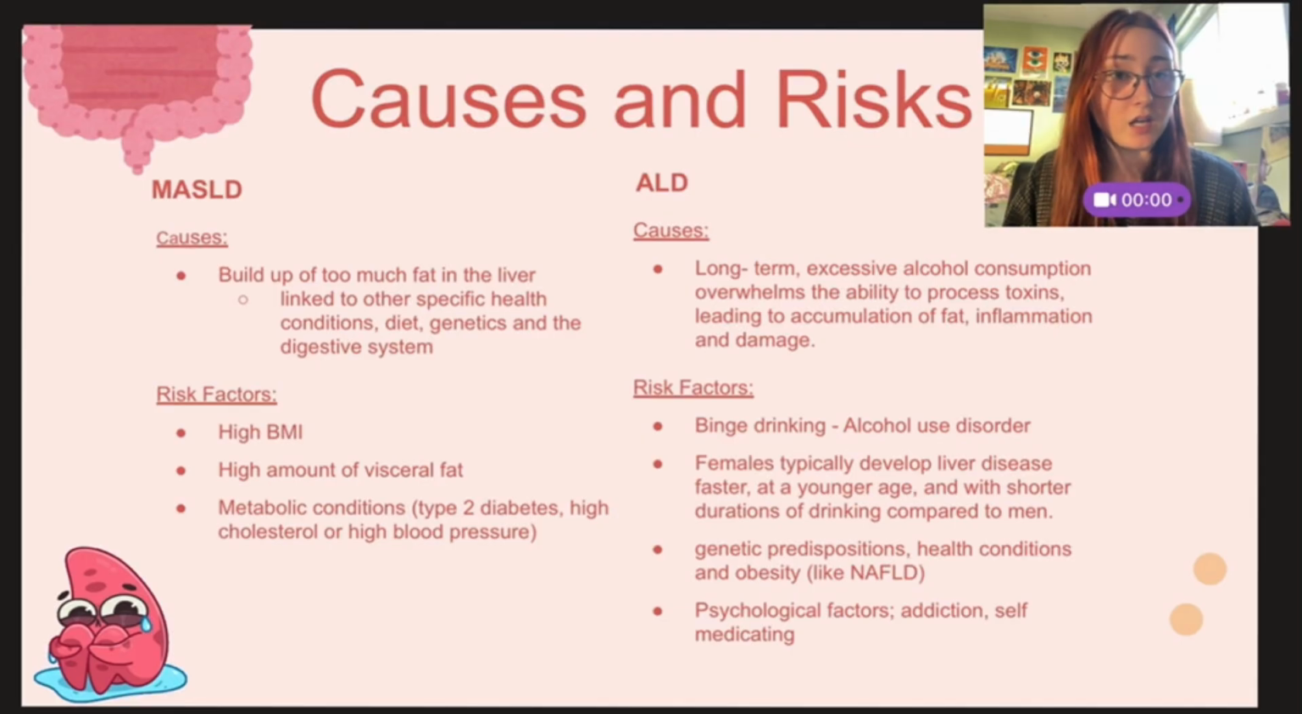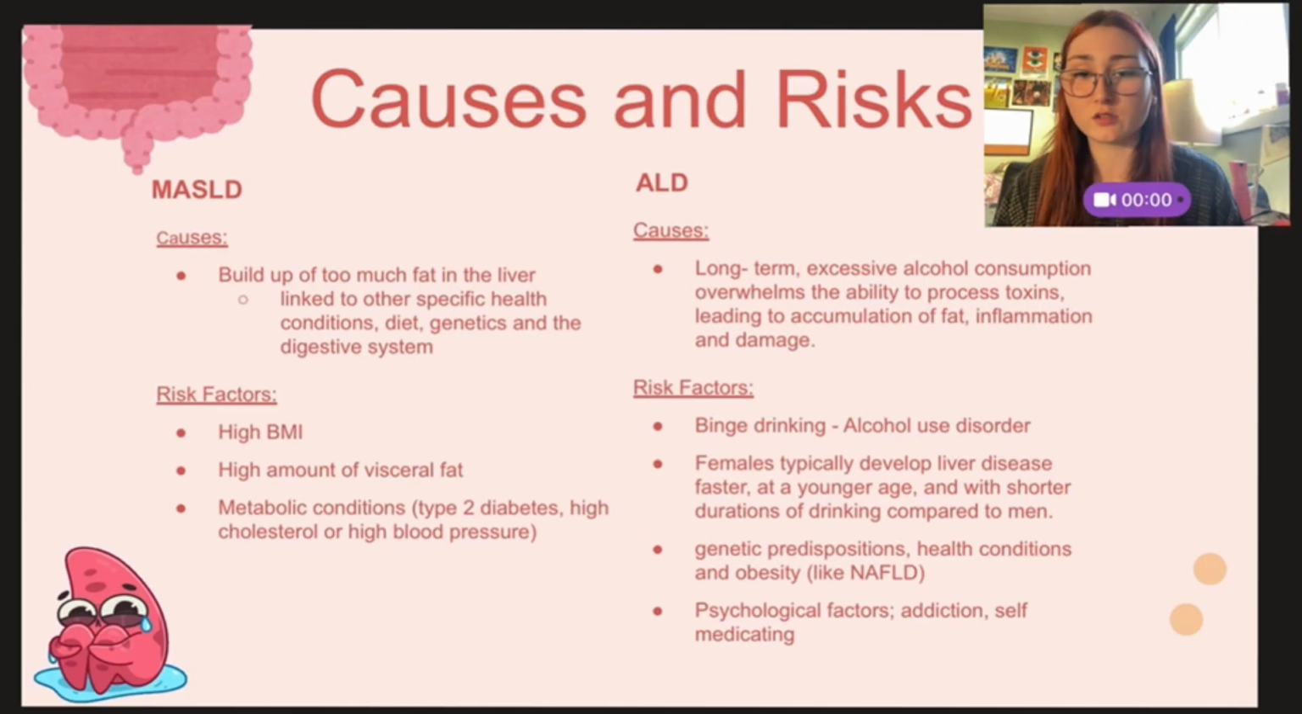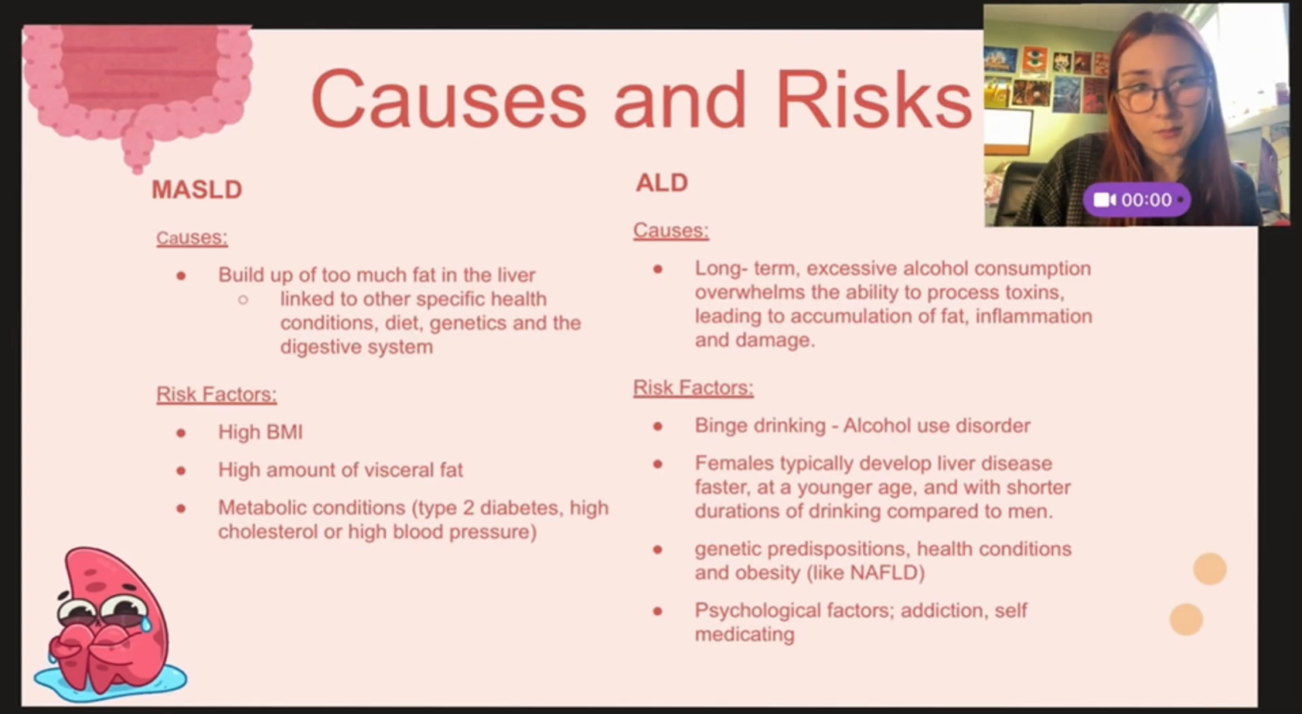The risk factors are having a high BMI, a high body weight, specifically a high visceral fat content around the torso, and metabolic conditions like type 2 diabetes, high cholesterol, and high blood pressure can also help aid in this fat accumulation. So for alcoholic liver disease, the main causes are specifically long-term excessive alcohol consumption. So it overwhelms the liver's ability to process toxins and leads to fat not being broken down properly, which leads to the accumulation and inflammation and damage to the liver.